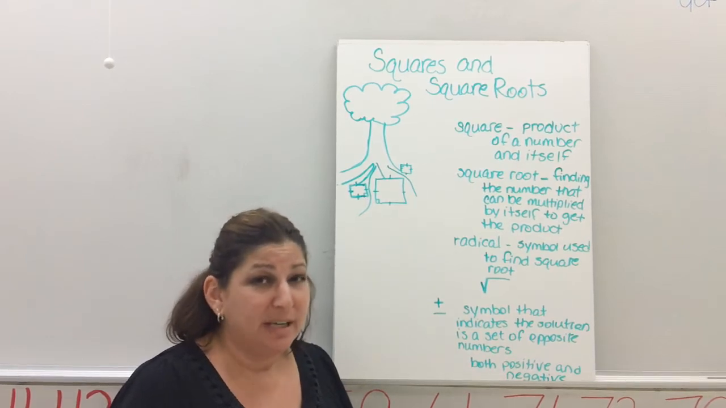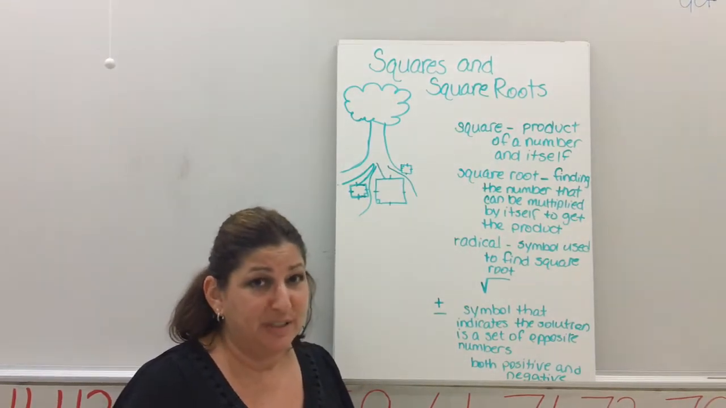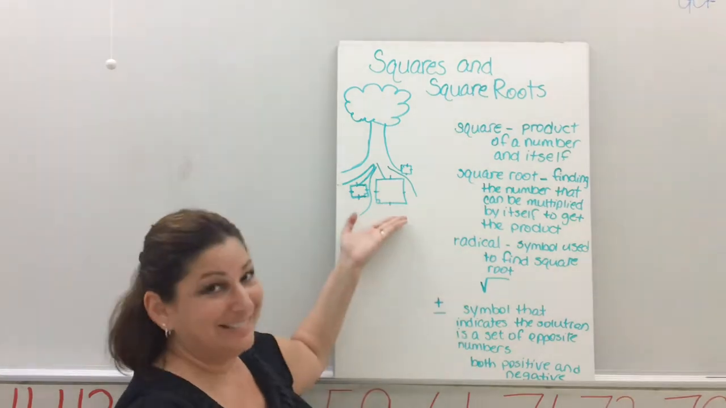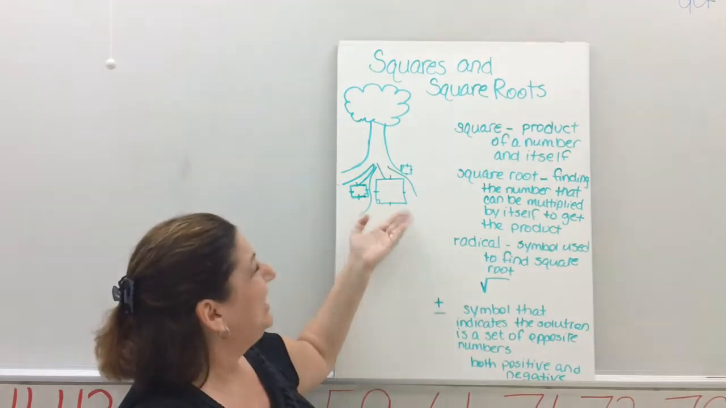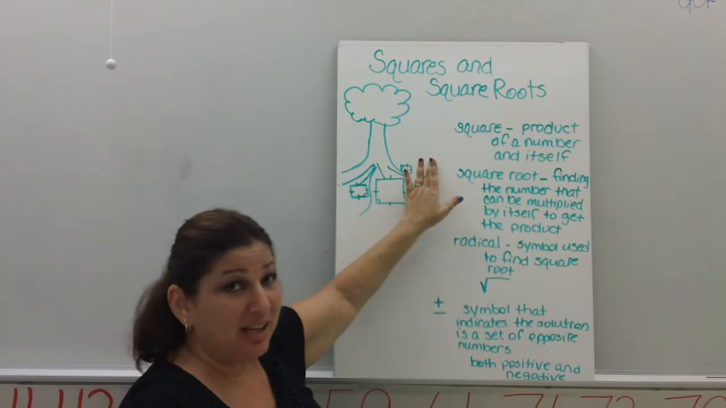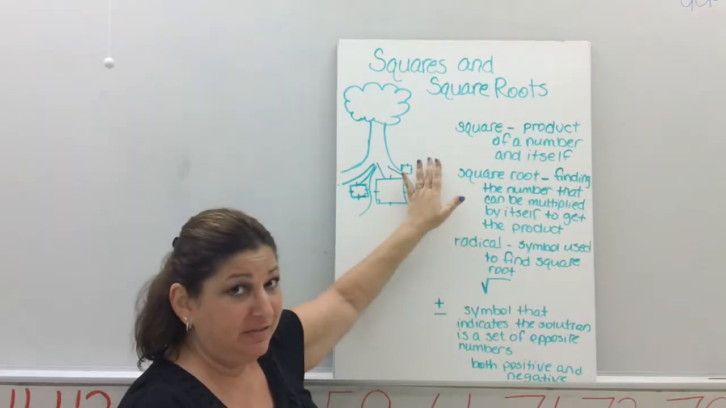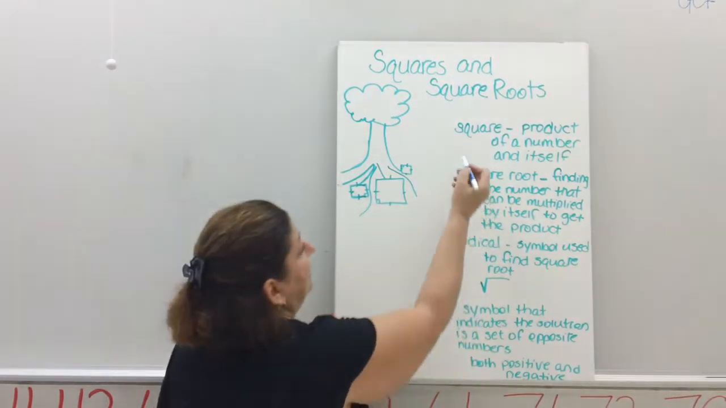Okay, today we're going to talk about squares and square roots. Get it? Square roots? Okay, so a square is a product of a number and itself. Here's an example of a square.